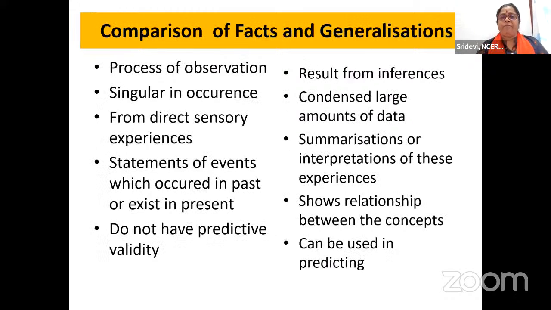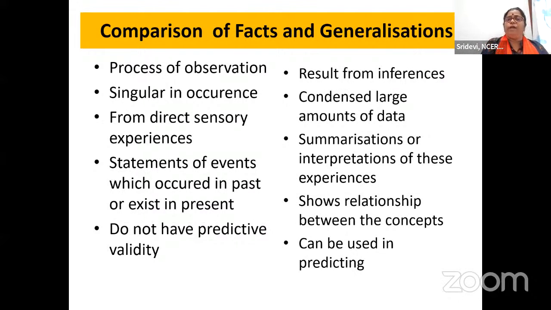Now, you might be having few confusions related to how facts are different from generalizations and so on. I'll not go into the details of it, but let me tell you one thing, that facts are generally a little different from the generalizations in the way they are formed, because facts include a process of observation, whereas generalizations result from inferences. And facts are singular in occurrence, whereas generalizations are condensed large amounts of data. It's not once or twice we observe, n number of times and then formulate a generalization.